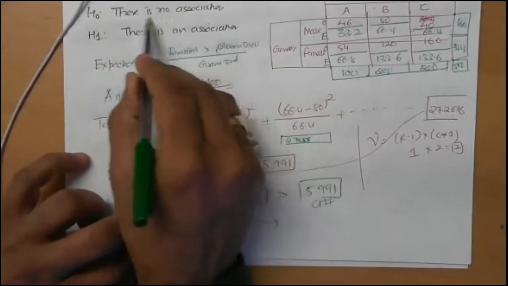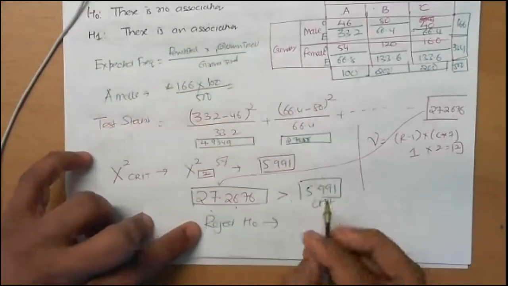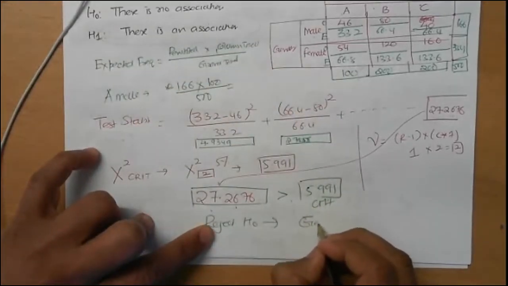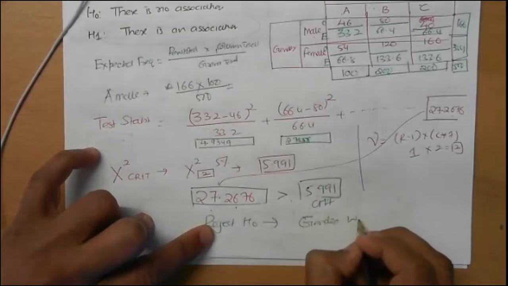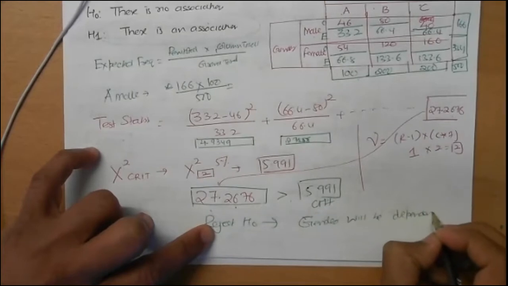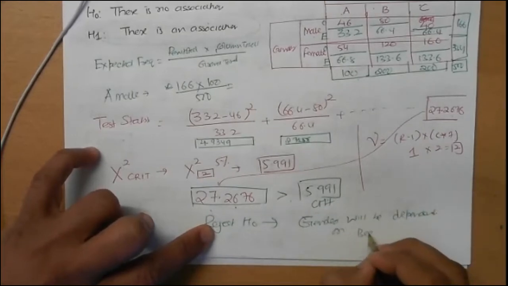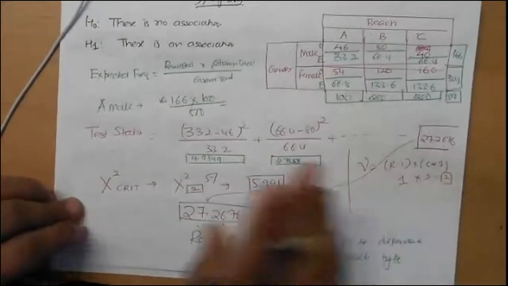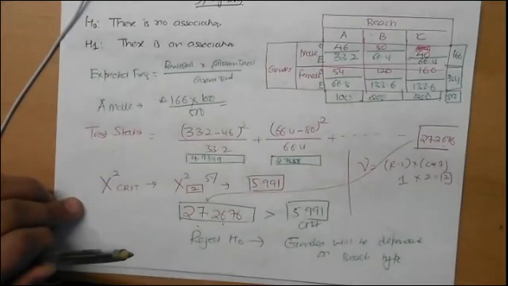What does that mean, people? Yes, there is an association. That means the association means what? The gender will be dependent on the beach type. Okay, so that means they're not independent of each other. Okay, so this is the associativity question.